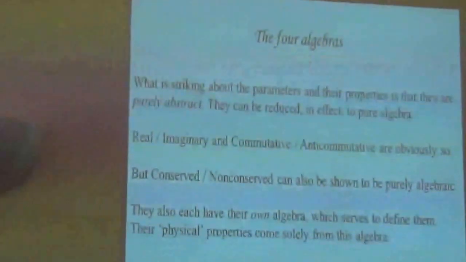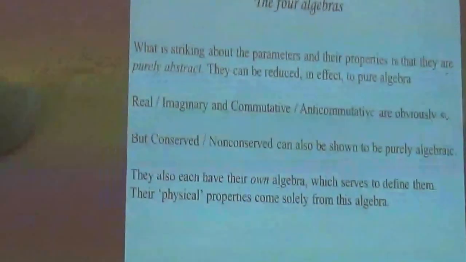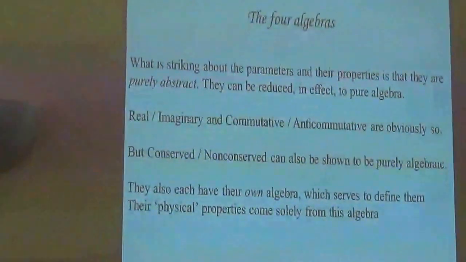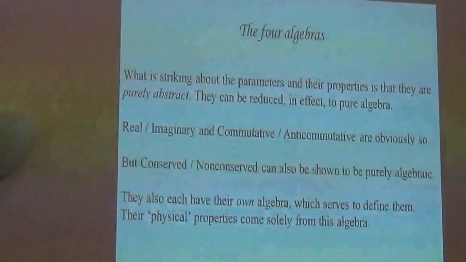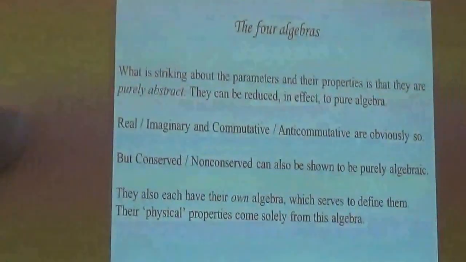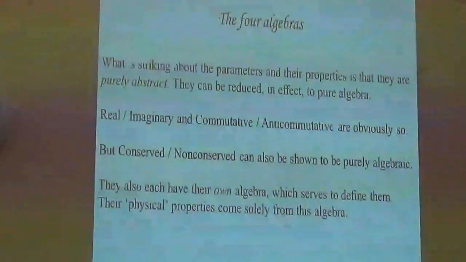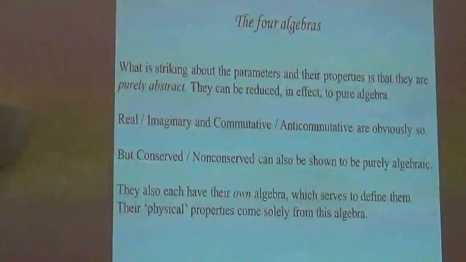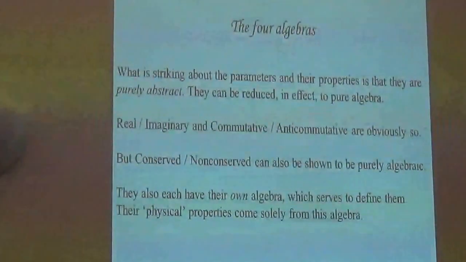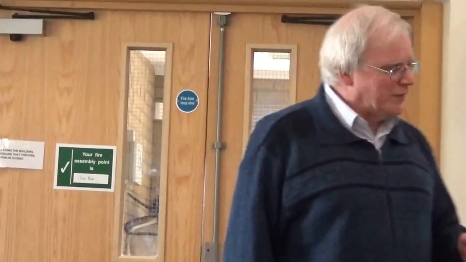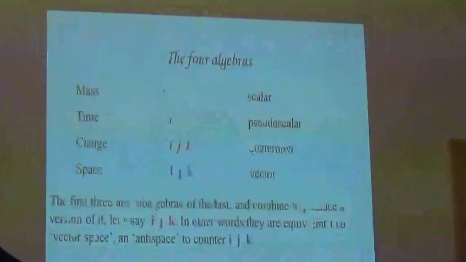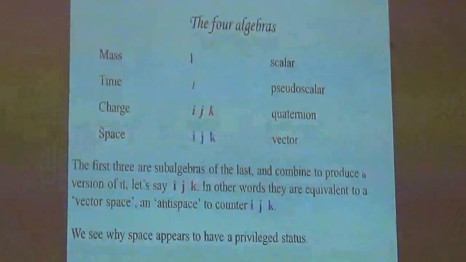So the striking thing about the parameters is that they're purely abstract. We don't need any other information, just abstraction. They're just pure algebra. Real and imaginary, commutative and anti-commutative, are obviously just algebra. Conserved and non-conserved are also just algebra. You can show it's just algebra. It's connected with the extra I term. And they each have their own algebra, which serve to define them. And the physical properties are just a representation of that algebra. Physics becomes just mathematics, just abstraction.